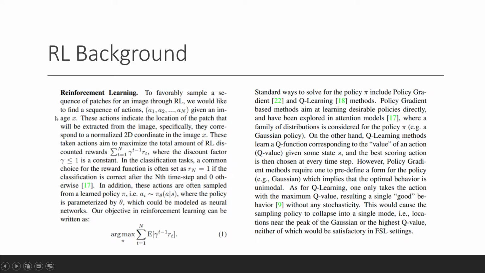And they also have a constant which is less than or equal to 1. I'm not really sure what the discount factor does exactly. And nakuha yung patches of images using the function policy pi. So policy pi is defined as the action given a state, where a state is like having other contexts like in global context and stuff like that, parameterized by theta. And the policy pi can also be done by a neural network, and this is based on the policy gradient and Q-learning methods.